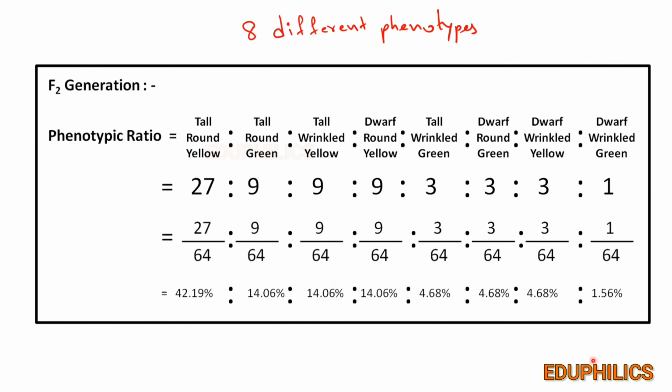Let's look at the phenotypic ratio again. Dwarf round yellow 9, dwarf round green 3 as we have counted, dwarf wrinkle yellow 3 and dwarf wrinkle green 1. Okay, this is the phenotypic ratio of offspring formed in F2 generation. These are different mathematical expressions of the same ratio.